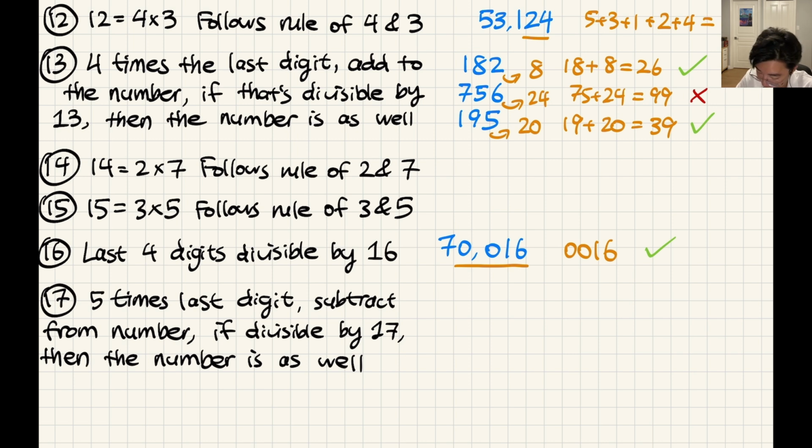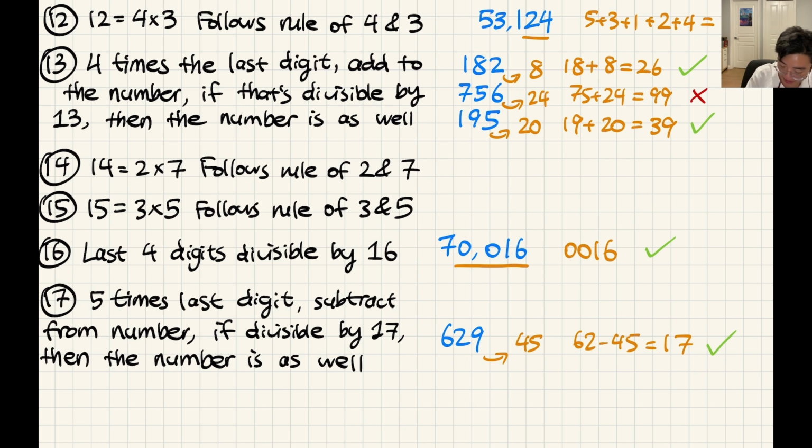Alright, so now let's take 629 as an example. 9 times 5 gets us 45. 62 minus 45, that will get us exactly 17, which is divisible by 17. Meaning that 629 is also divisible by 17.